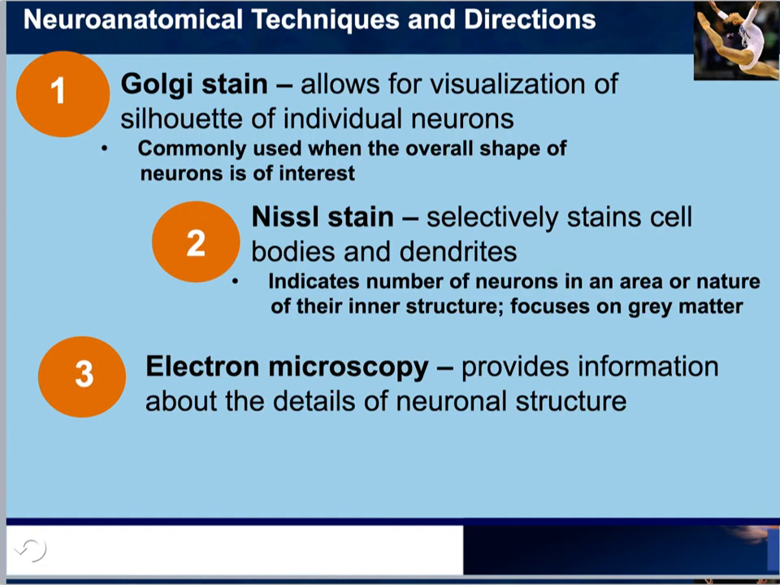This made some people question whether the silhouette that was perceived through the staining of Golgi stain was real, because whereas the Golgi stain showed the axon, the Nissl stain did not. It just showed dots in here. The reason why this occurred is because it binds only to gray matter and it discriminates against white matter. This indicates the number of neurons in an area or nature of the inner structure. Please note that only the layers composed mainly of neuron cell bodies are densely stained.